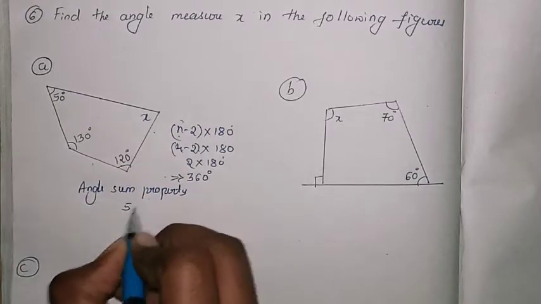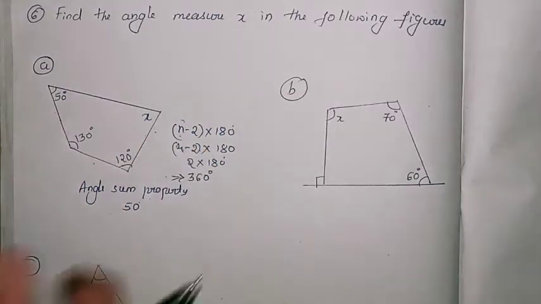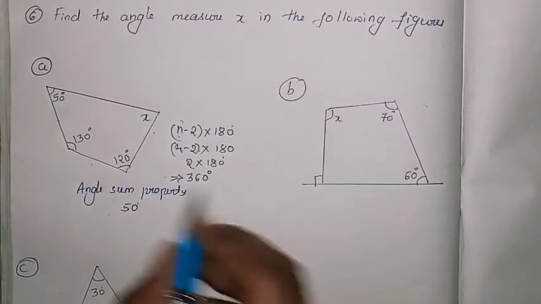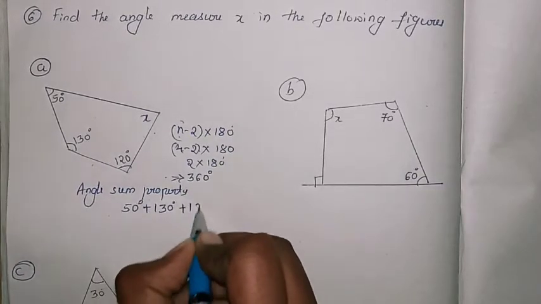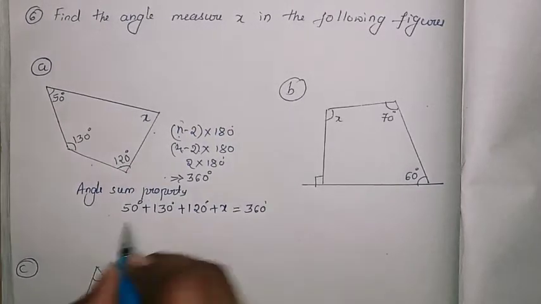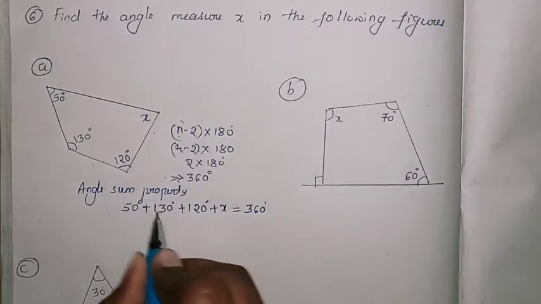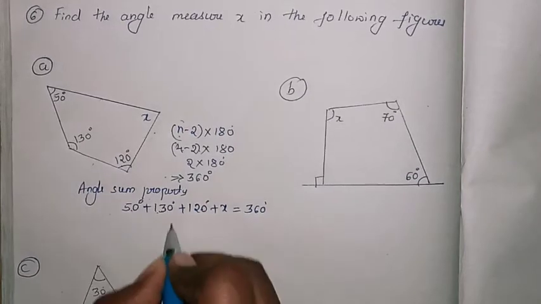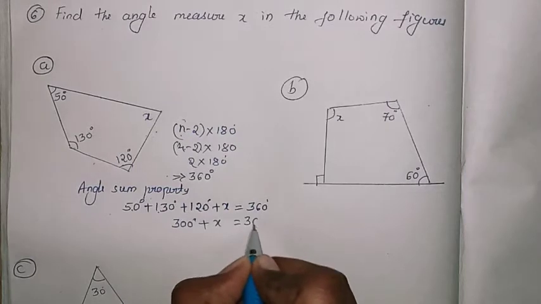So 50, all the angles, the sum of the interior angles of a quadrilateral is equal to 360 degrees, which is the angle sum property. So 50 plus 130 degrees plus 120 degrees plus x is equal to 360 degrees. So 130 plus 120 is 250. 250 plus 50 is 300. So 300 plus x is equal to 360.